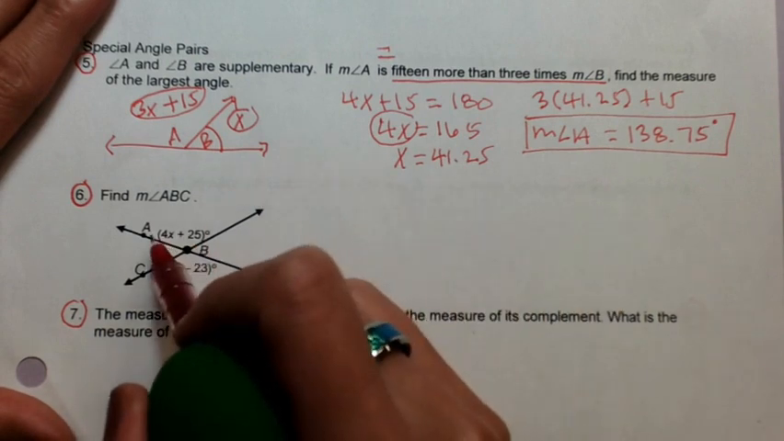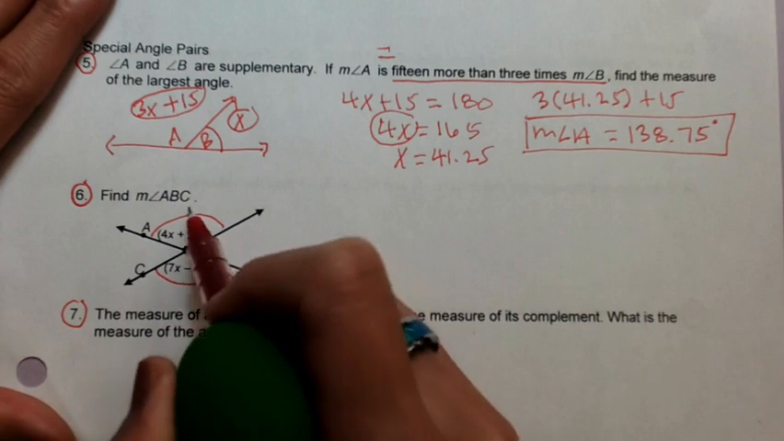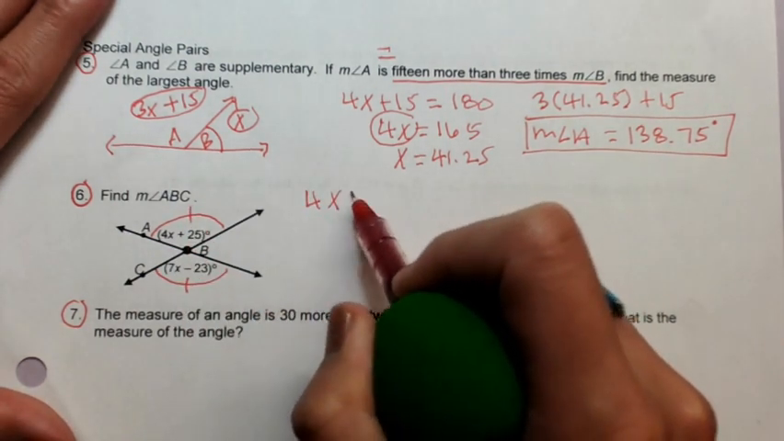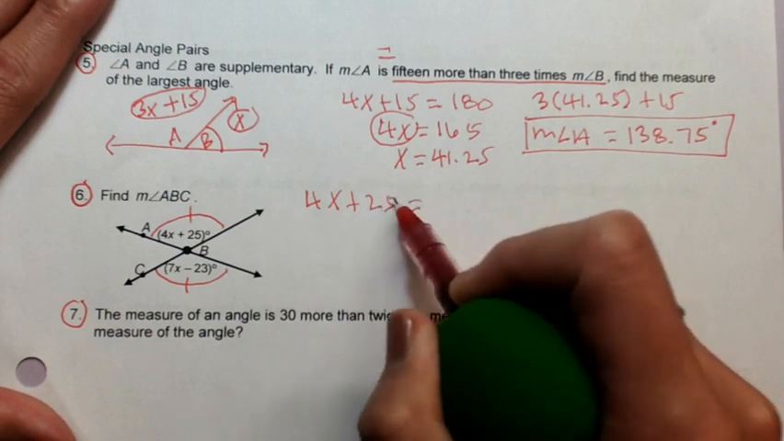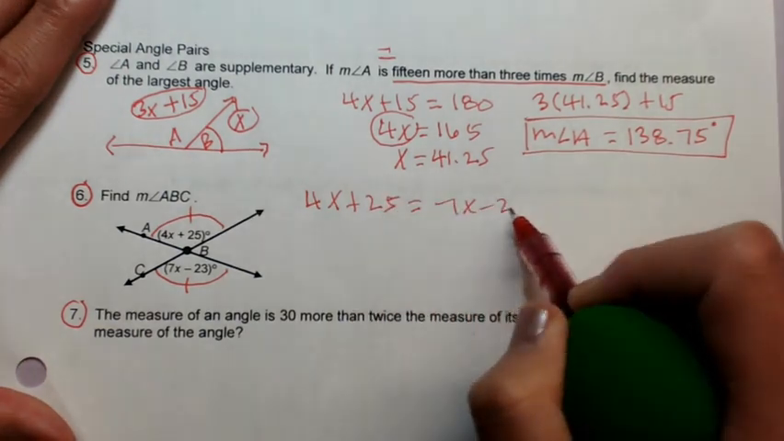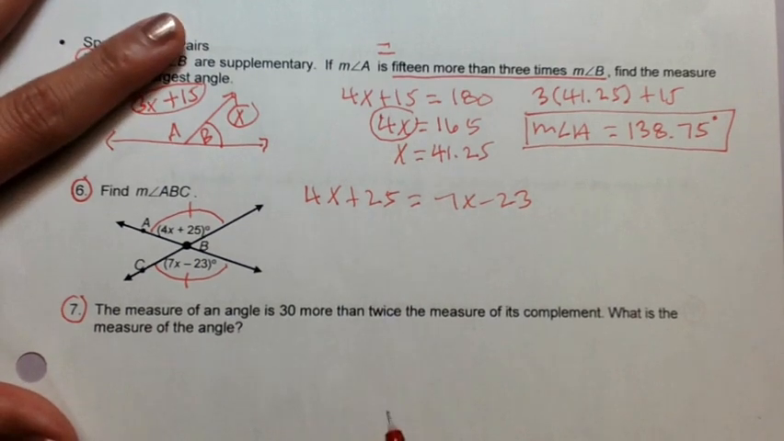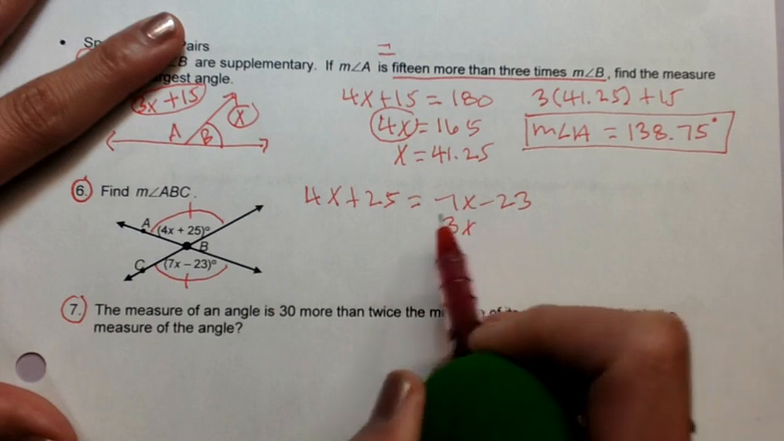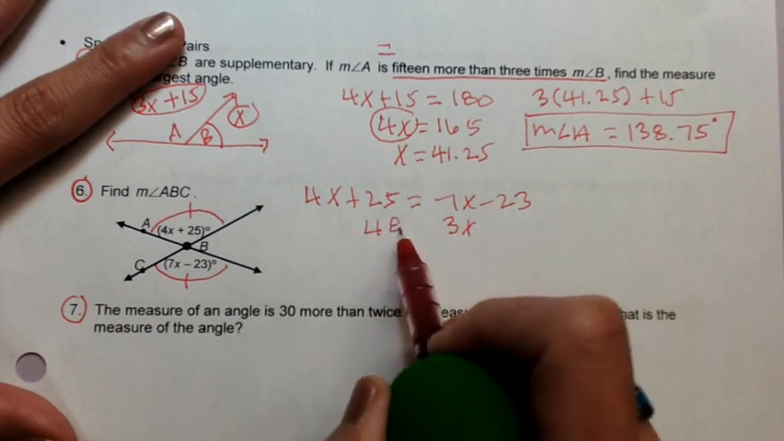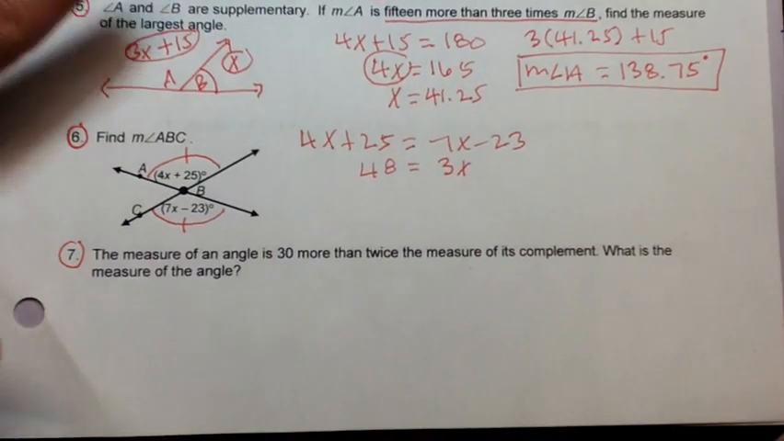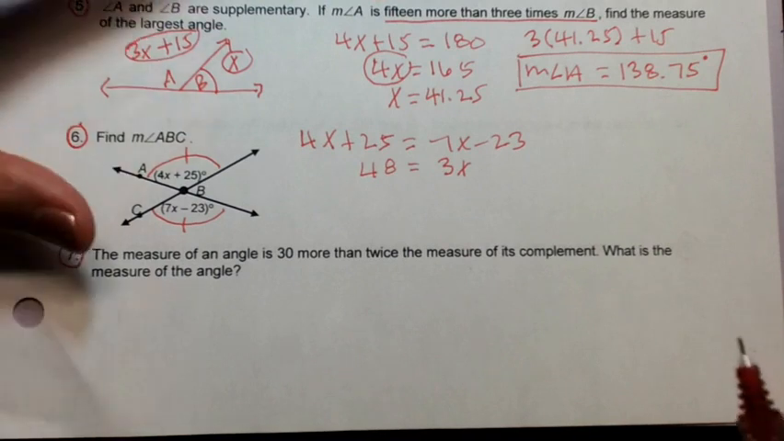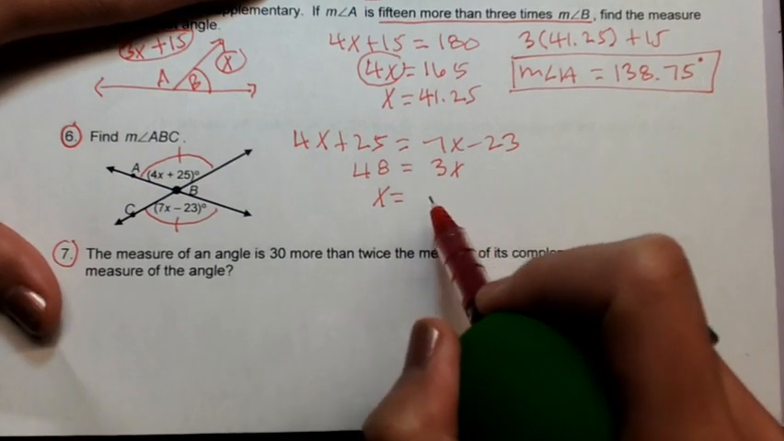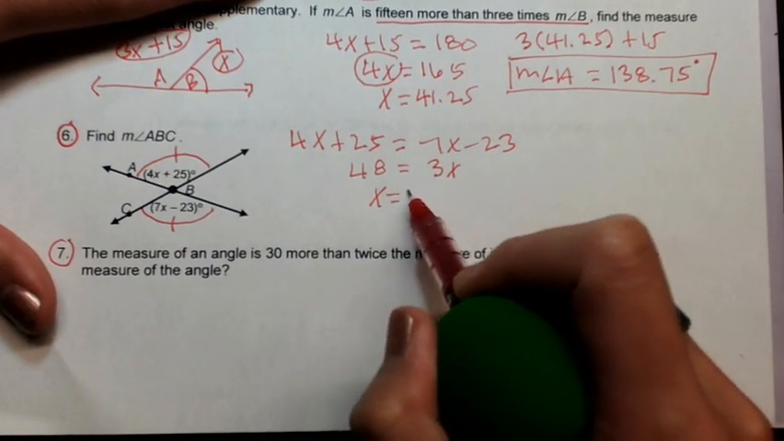Alright. What do I know about vertical angles? They're congruent. So let's set them equal to each other. 4x plus 25 must equal 7x minus 23. I'm going to do 2 things in one go. Minus 4x, add 23. If you want to take it one by one, you can. It doesn't matter. So we know our x must be how many? 48 divided by 3 gives us 16.